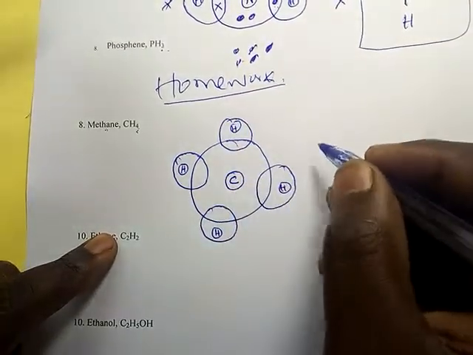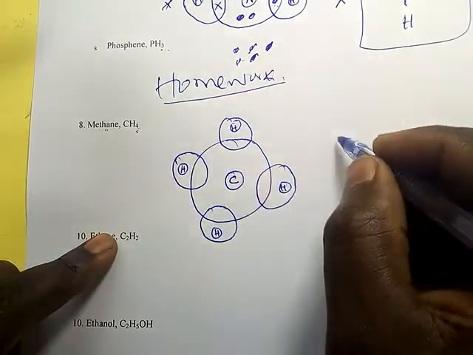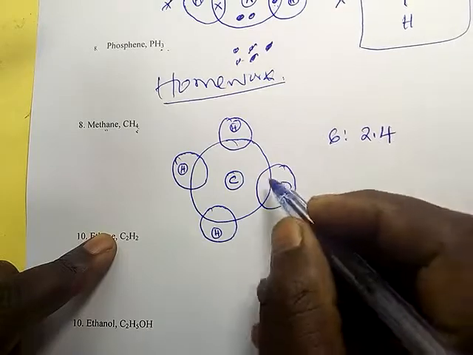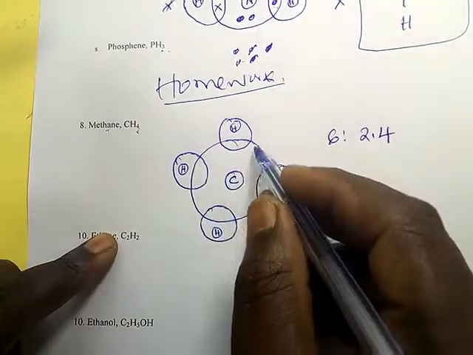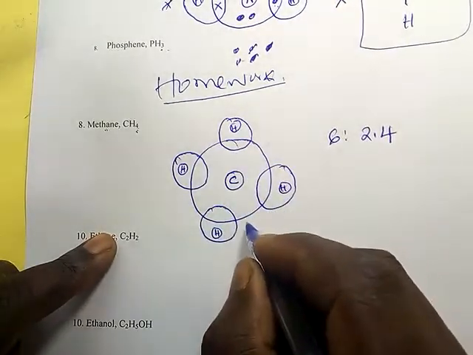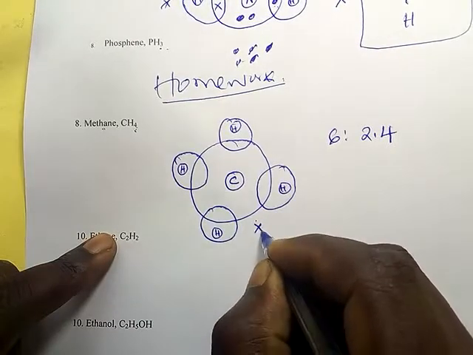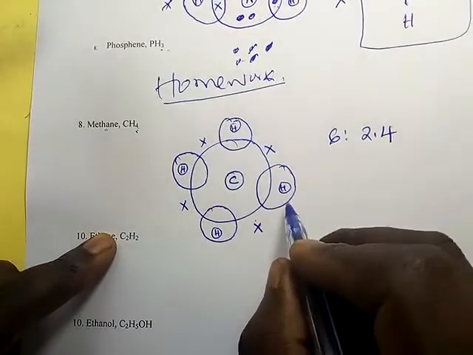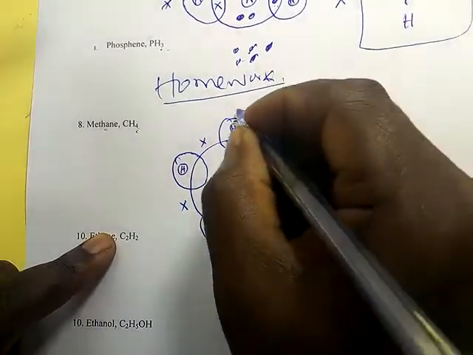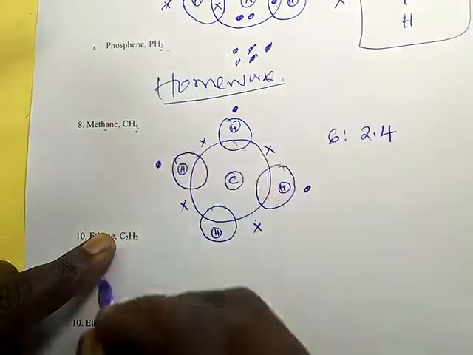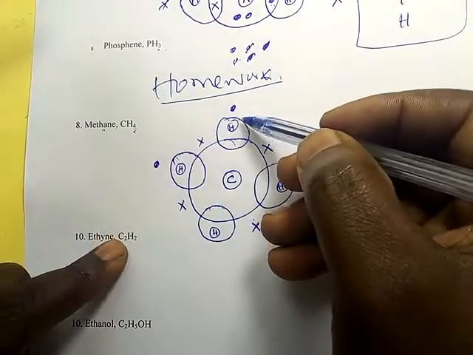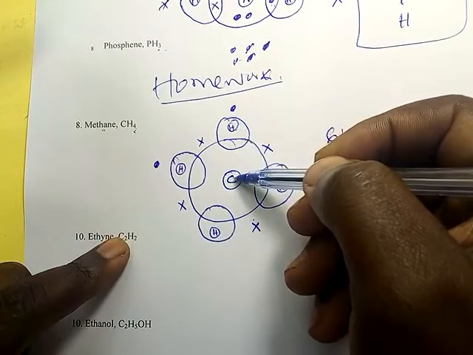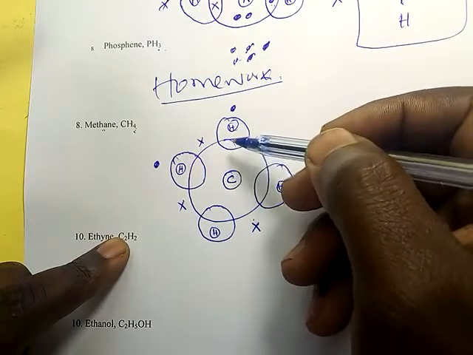Hydrogen, we know, has 1 electron. Carbon, we know, has 4 electrons in the outermost, because carbon is atomic number 6, so the electron configuration is 2, 4. There are 4 of them. Hydrogen has 1, hydrogen has 1, hydrogen has 1. So they start sharing, because hydrogen cannot give carbon electrons. Therefore they end up sharing.